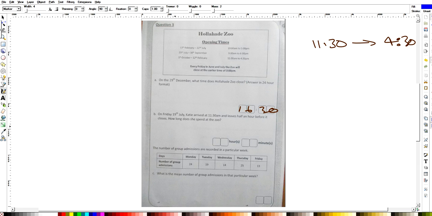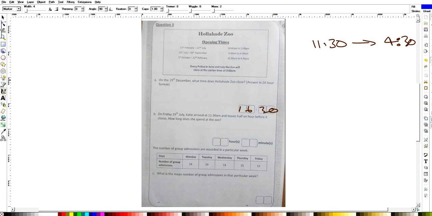On Friday, the 19th of July. So 19th is the first one, 10 a.m. to 5 p.m. She arrives at 11:30, leaves half an hour before it closes. How long does she spend at the zoo? So question 3, part B. What time does the zoo close?